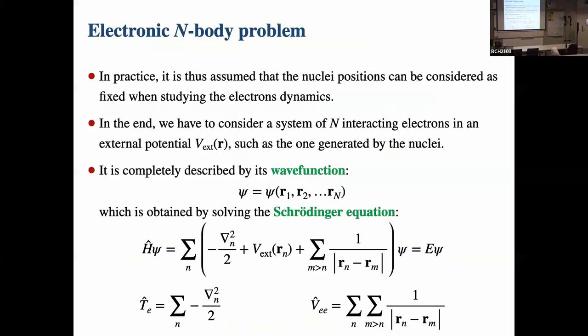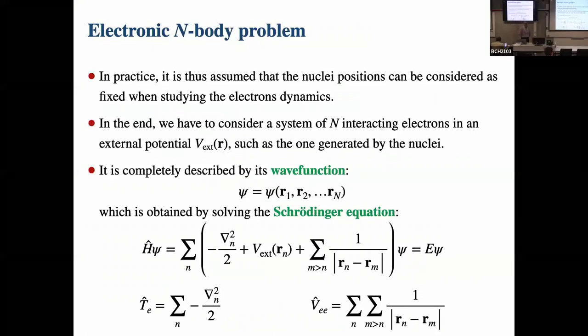Once we assume that the positions of the nuclei are fixed and we deal with the electrons, it's still complicated. The system we are interested in is a system of n electrons interacting in an external potential, V(x), such as the one generated by the nuclei. What we want to find is the many-body wave function of the electrons. So we have to solve the Schrödinger equation, where we have a sum over all the electrons of the kinetic energy and the external potential I was discussing before, and then the Coulomb interaction between the electrons. If we manage to get the wave function, then we know everything about that system.